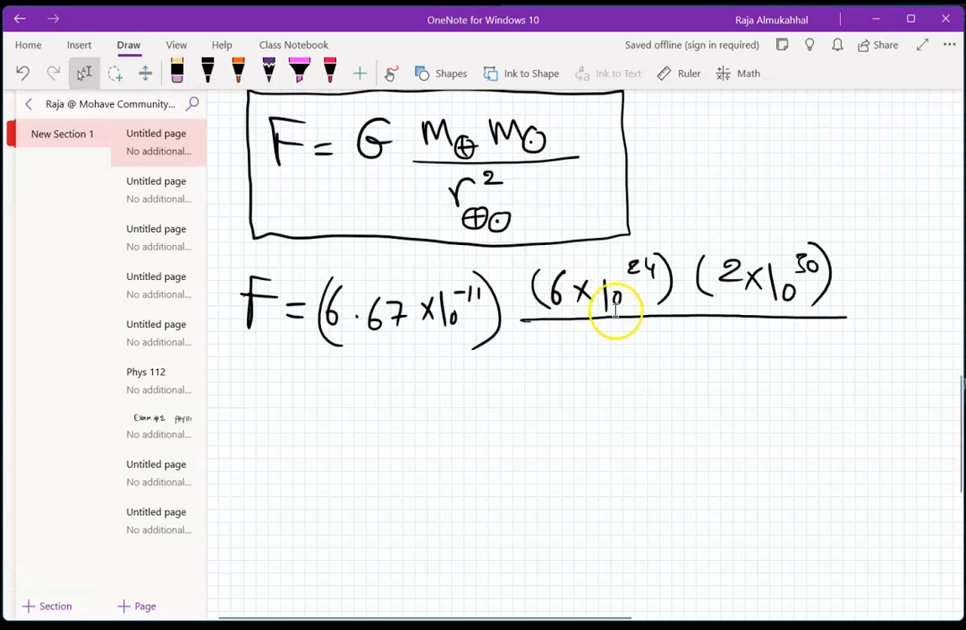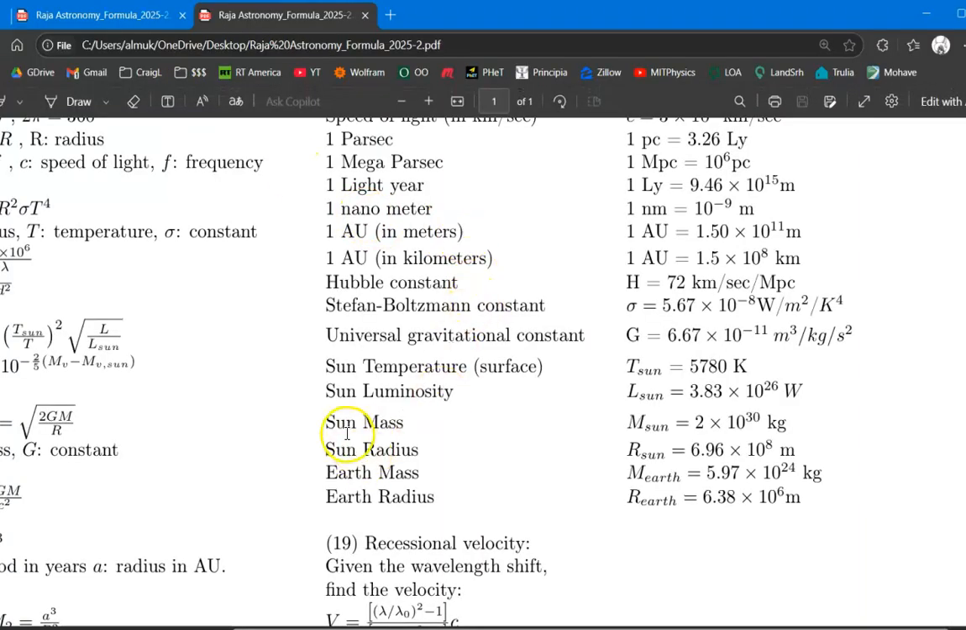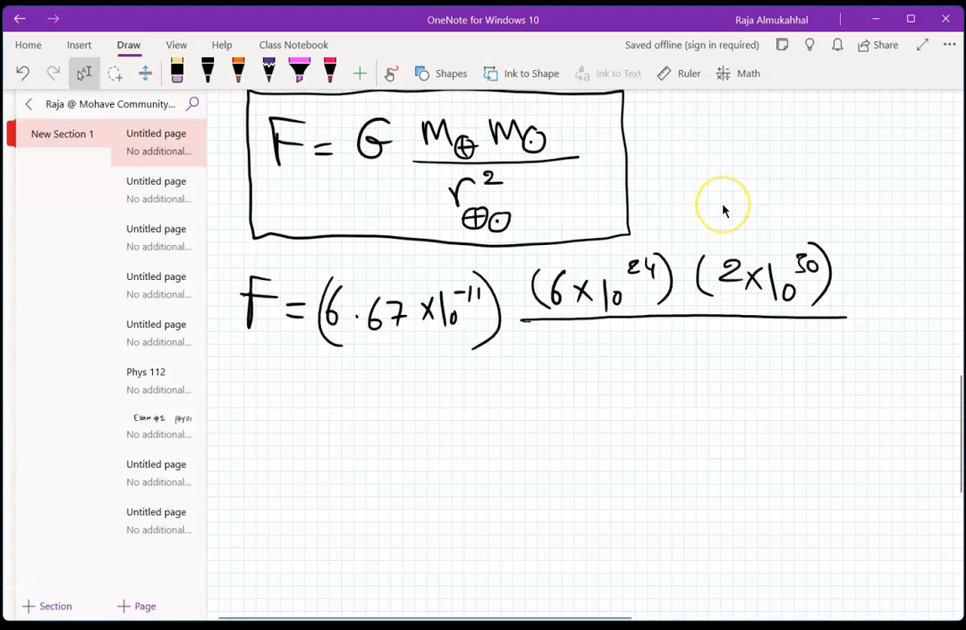Let me make sure I am doing it right. Mass of the Sun, 2 times 10 to the 30, that's right. And then the distance between them is 1.5 times 10 to the 11 quantity squared. You see what I'm saying? And there we go. So how do we enter all of that? Okay, here's how you do it.